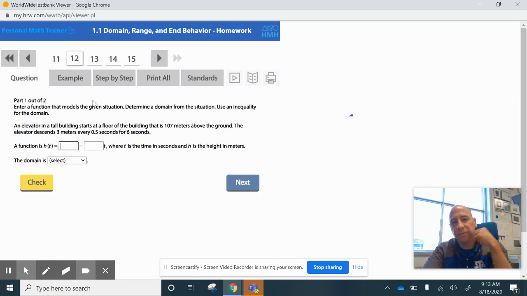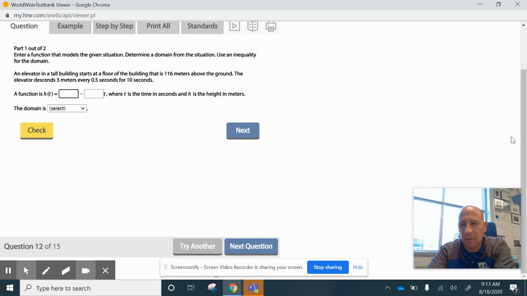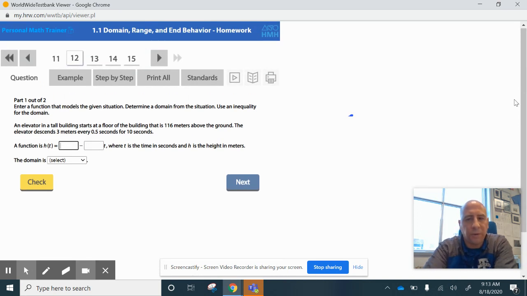Okay, but let's look at number 12. All right, and an example, let's go to try another. All right, enter a function that models the given situation. Determine a domain for the situation using inequality for the domain.